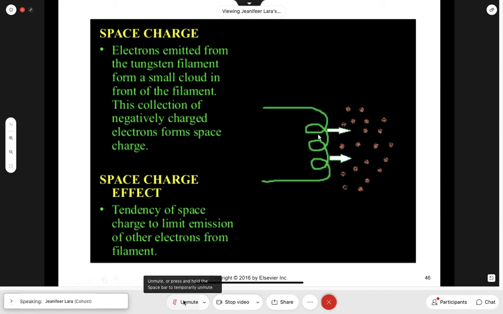The space charge, which is the cloud of electrons outside of the filament that has been boiled off, electrons emitted from the tungsten filament, because that's what it's primarily made of, form a small cloud in front of the filament. This collection of negatively charged electrons forms the space charge. Now, we cannot continue to pack so many electrons. If you over-activate your filament and over-boil off electrons, what can happen is the space charge effect.